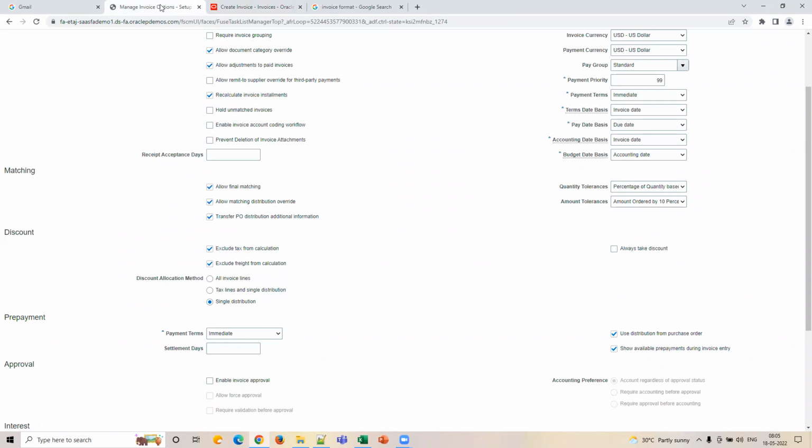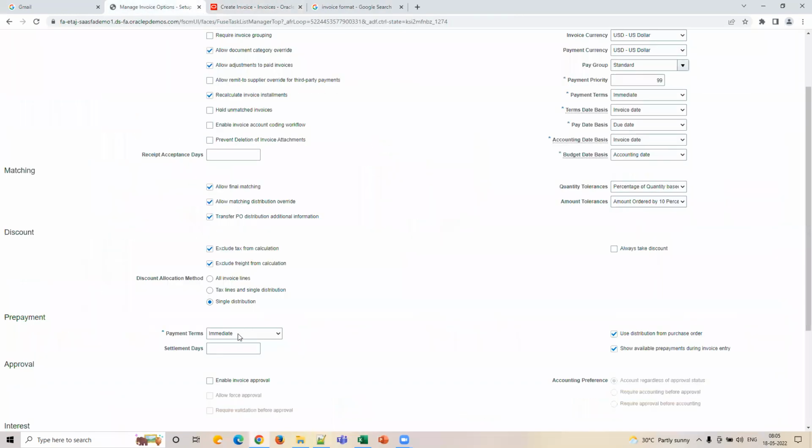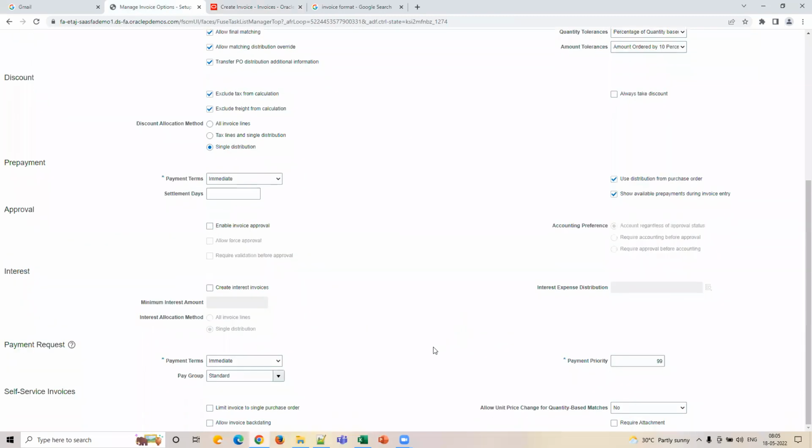Single distribution, what does it mean? The system will automatically calculate 5% for this subtotal. It means 950, and it will put a single line called discount. This is my discount, minus this amount. That's it. If you want 3 different lines or a single distribution, single distribution is always recommended. Keep the single distribution. Then, okay, we are seeing this option for standard invoice.